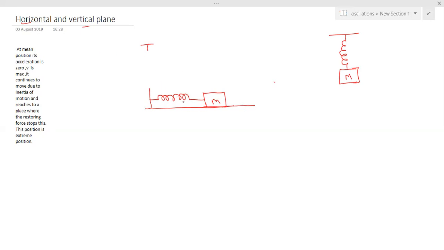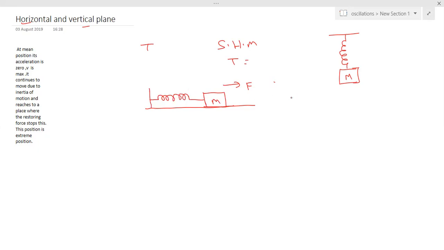Now if I make this vibrate, then what will happen? This mass will oscillate to and fro. That is, it makes SHM, and it undergoes SHM with some time period. Let us derive the expression for that time period. Now see, first, what I'll do, I'll apply a force F in this direction. When I apply a force F in this direction, what will happen? This force will extend the spring.